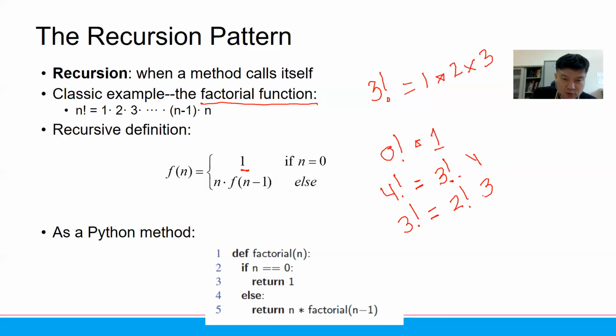In Python, we can use def factorial. I can make this factorial with one argument, which is n. If n equals 0, then we stop and it will be 1. If n is not 0, then we will do n multiplied by factorial(n minus 1), until n minus 1 becomes 0, then it will be 1.